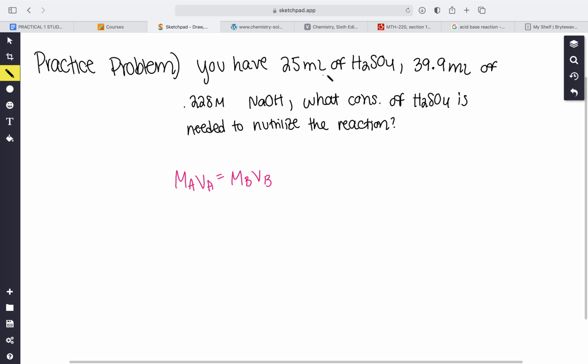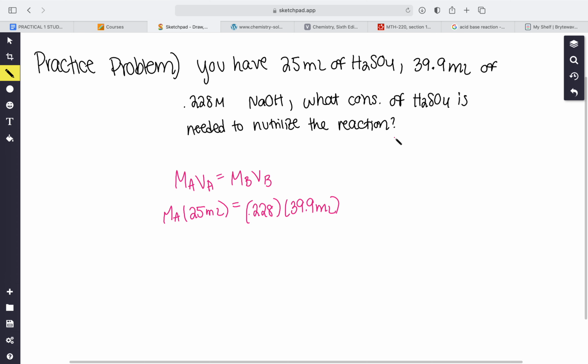So for the acid, we have 25 milliliters, and we're going to find what the concentration we need is. So we don't have that concentration, so let's write that out now. But we do have the volume, which is 25 milliliters, and that's going to be equal to the molarity of the base, which is 0.228, and the volume, which is 39.9 milliliters.